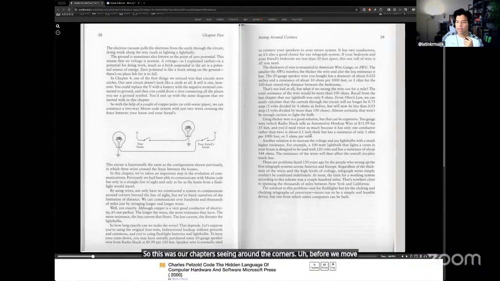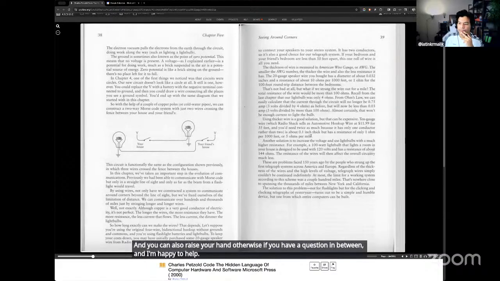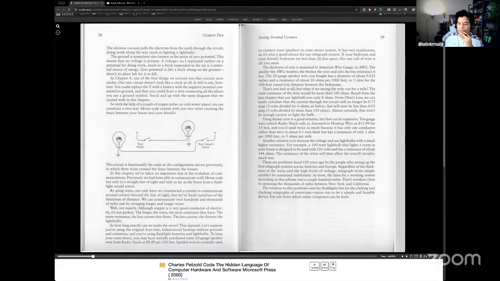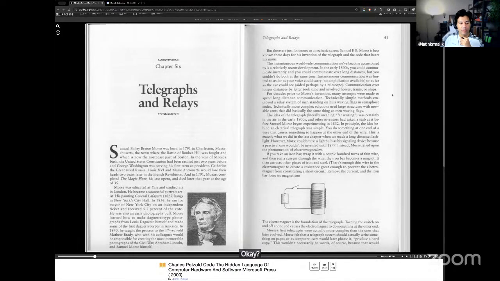Before we move to the next chapter, any questions? We are basically talking about the foundation of how telegraph was laid across different countries. If you have questions, please raise your hand. You can also raise your hand if you have a question in between, and I'm happy to help. No questions? Okay. Should we move on to the next one? Can I see a thumbs up? Cool.